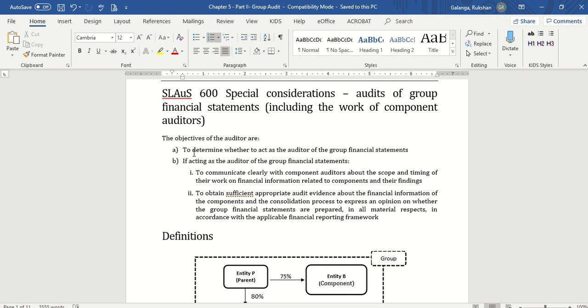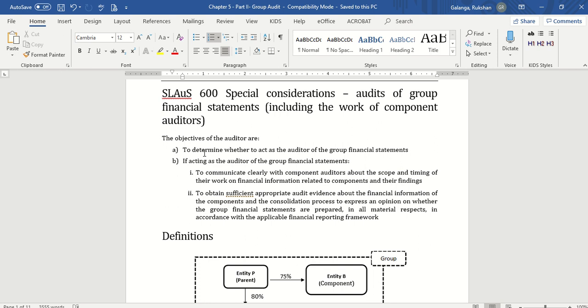a few objectives. Under this standard we can see one objective is to determine whether to act as the auditor of the group financial statements, right? Say, for an example, a particular audit firm called X, can they work, can they perform, can they accept the audit of a particular group?